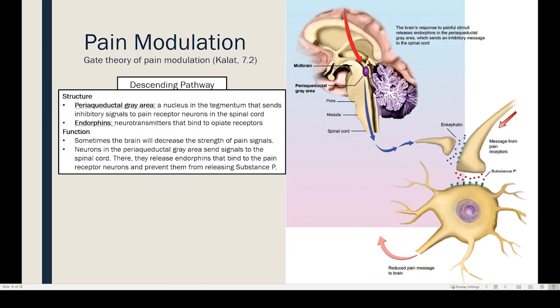So you can kind of see that in this image too. The signals start up here in the periaqueductal gray area, come down through the spinal cord, and then they synapse onto that pain receptor axon. Usually that pain receptor axon is trying to send substance P across the synapse here, but this inhibitory signal stops this pain receptor axon from being able to send out that substance P.